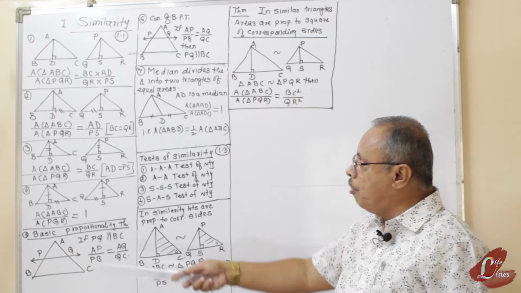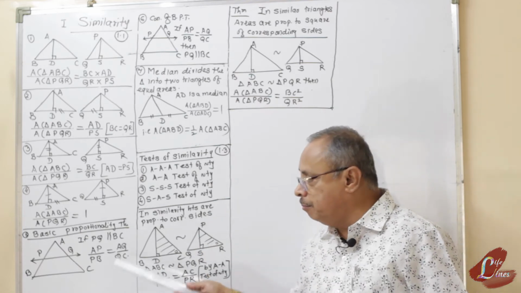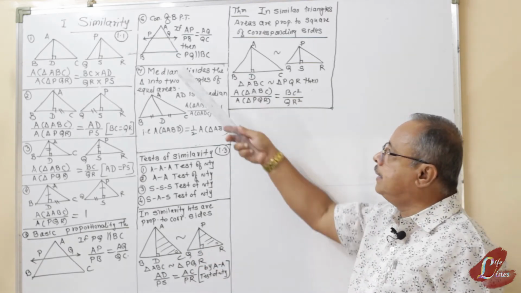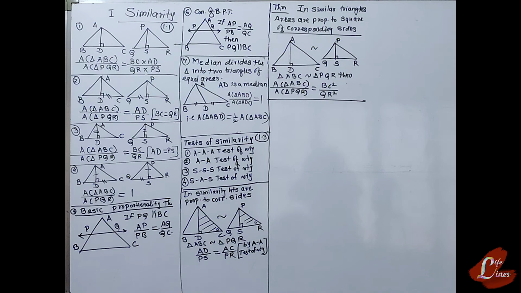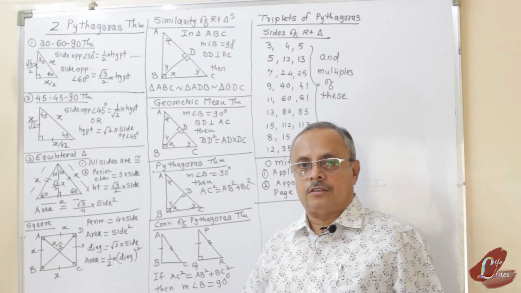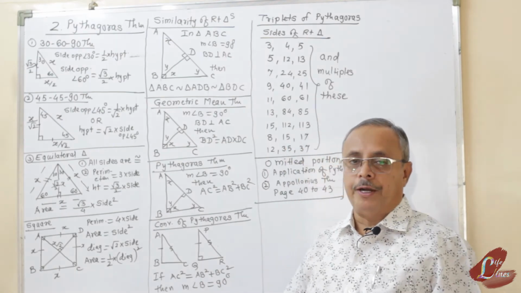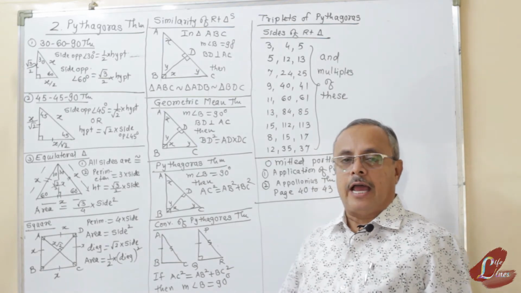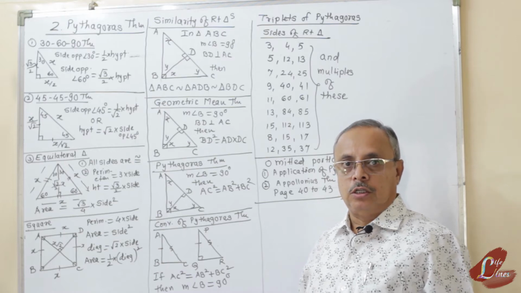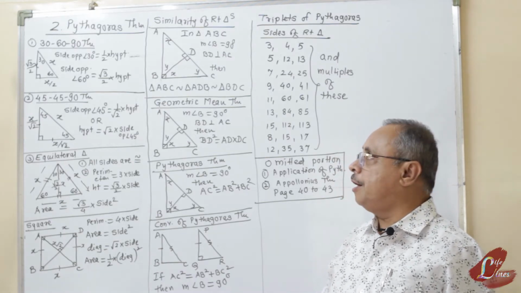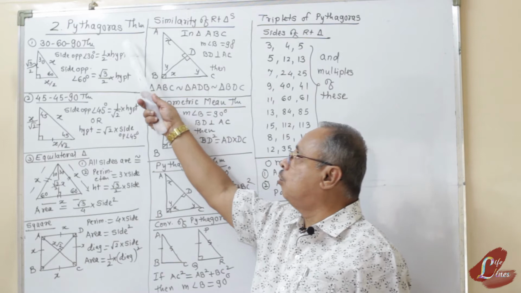These are the important properties and theorems based on similarity that are in front of you. In the first chapter, similarity, the omitted portion is angle bisector and application of Pythagoras. Now we are going to start with the second chapter, that is Pythagoras theorem.